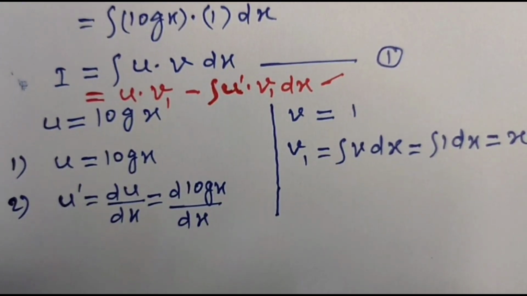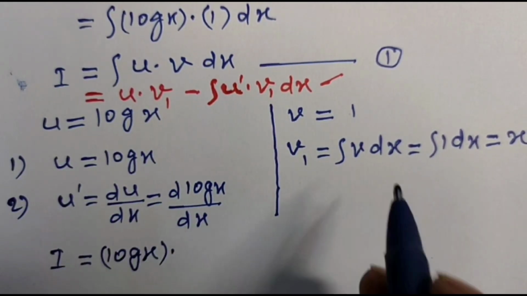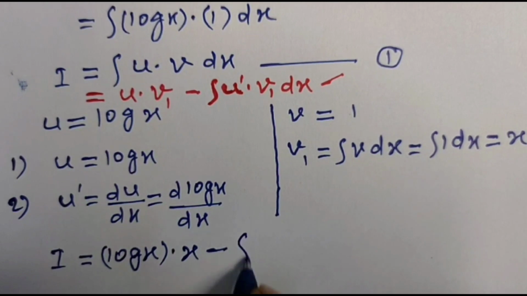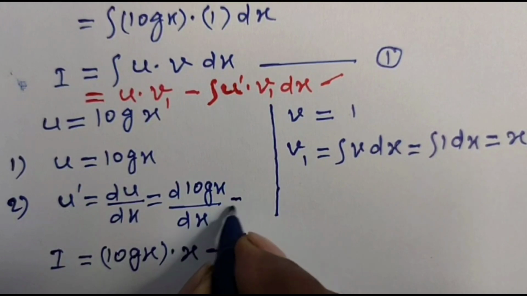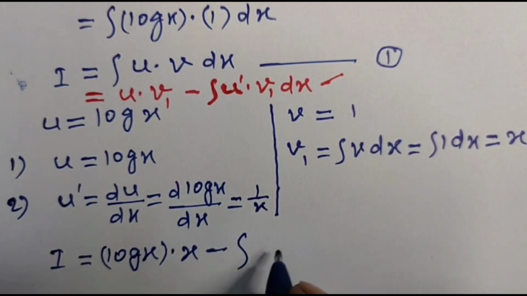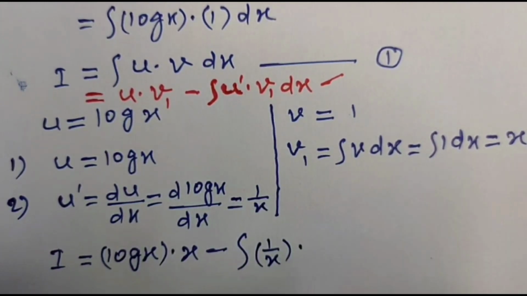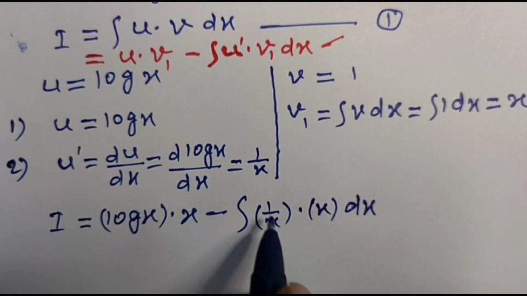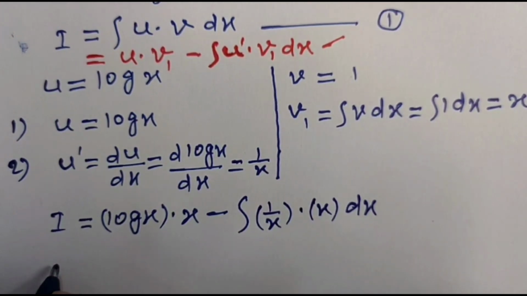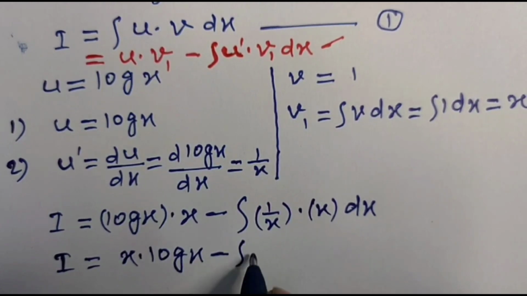Hence, putting in equation 1, I is equal to u into v1. U is log x, v1 is x only, minus the integral of u dash. What is u dash? The derivative of log x with respect to x, which is equal to 1 upon x. So u dash is 1 upon x into v1, and this v1 is x, with respect to x. Now this x gets cancelled with this x, and only 1 into dx remains. Hence I is equal to x into log x minus the integral of 1 dx.